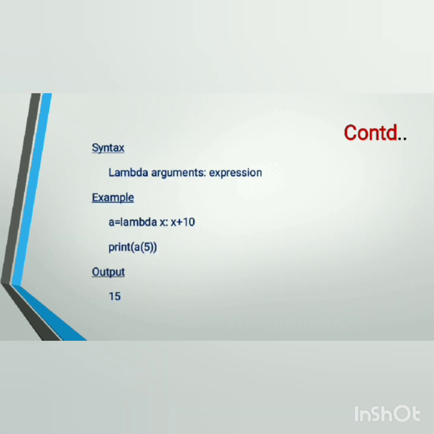So let's see one example for anonymous function. See the syntax. What is the keyword we want to use for anonymous? Lambda. So this is a keyword. After that you can give more than one argument. You can pass only one argument or two arguments or three arguments, however you can pass. After that you give the colon symbol, and then you can give only one expression. This is your syntax. Between arguments and expression you give the colon symbol.